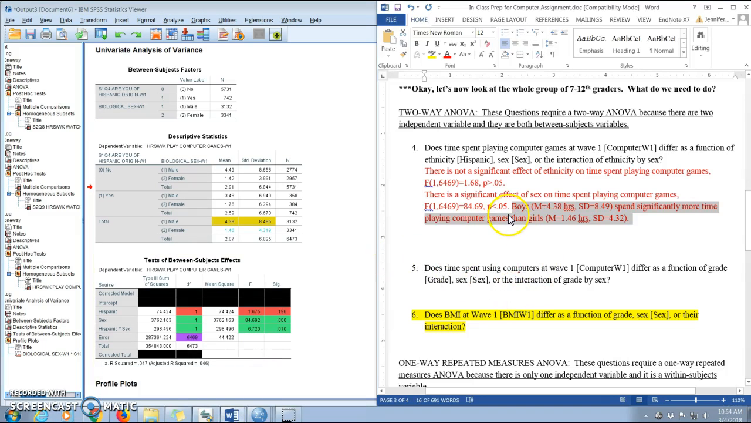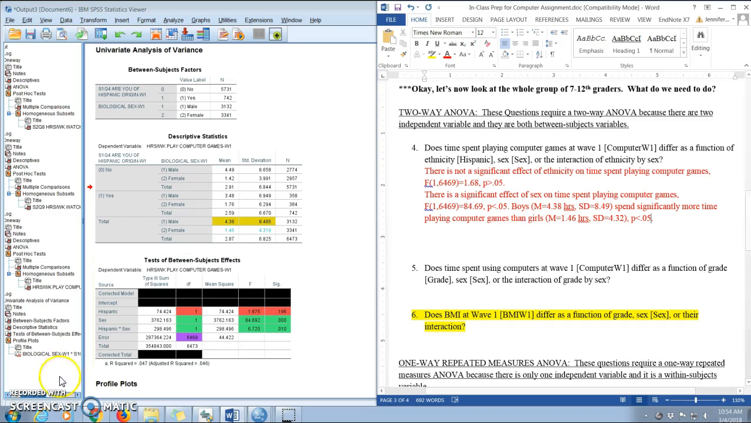Okay, but basically that's where you're looking. So you're just going to write a sentence that says boys, you're going to give the mean. We know that this is hours, so we'll go ahead and put what units that is. Standard deviation 8.49. Spend significantly more time because there are only 2 levels, so we know that they're different from one another. Playing computer games than girls, and really, to be specifically correct here, we should put P less than 0.05. I should have done that in the earlier questions as well.